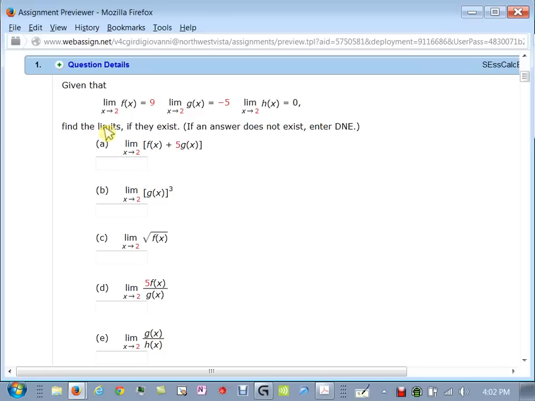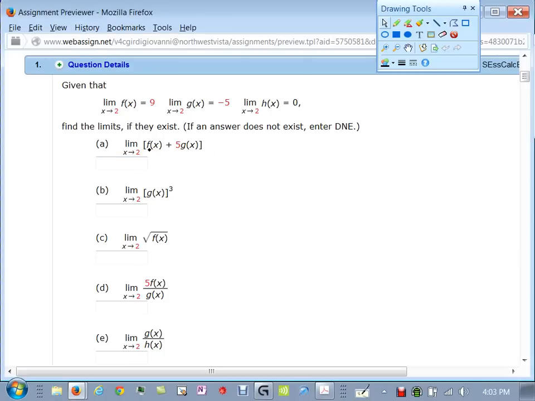Given that you have a limit of a function f, where when you approach 2, it's 9, another function g that when you approach 2, it's -5, and a limit of another function h that when you approach 2 is 0, it asks you to find these results. So this is just using some of the properties of limits. So let's take a look at this first one here, a.